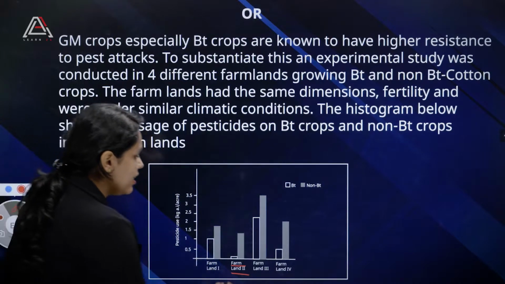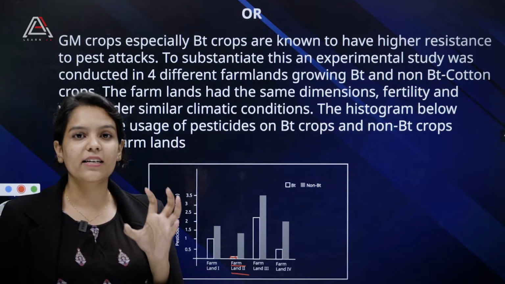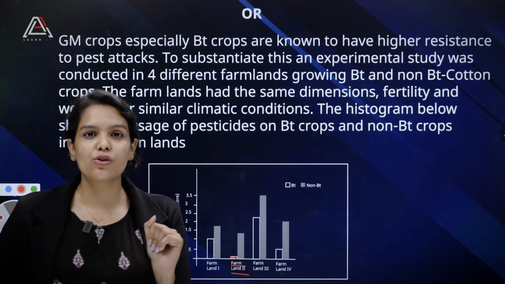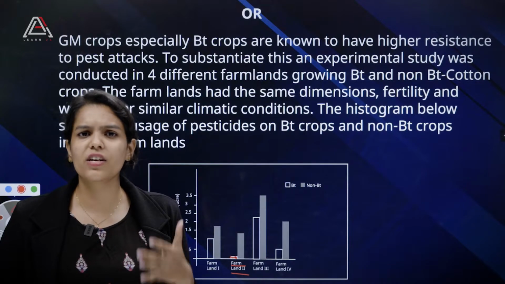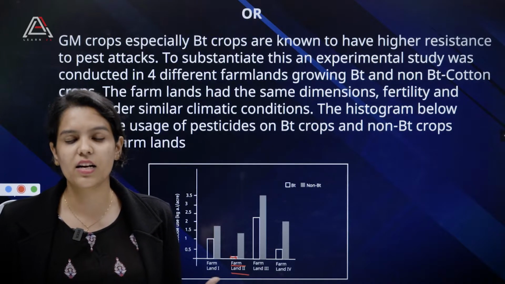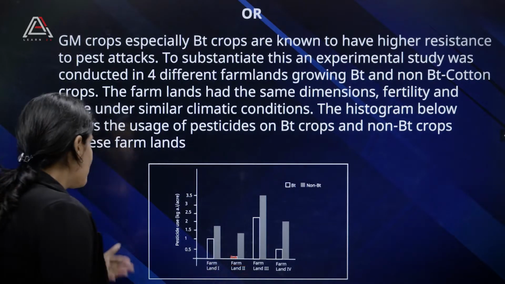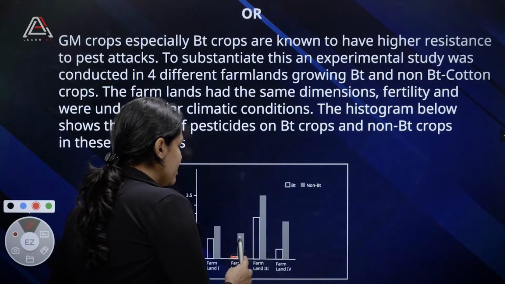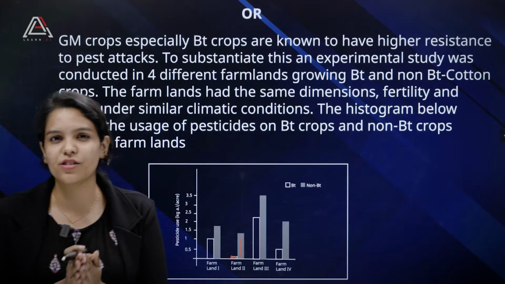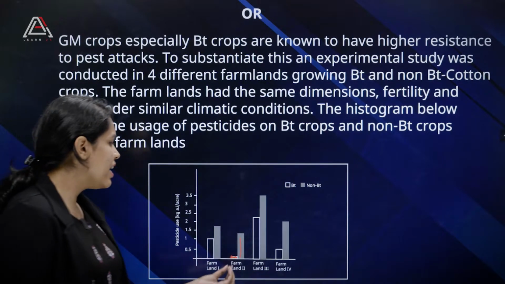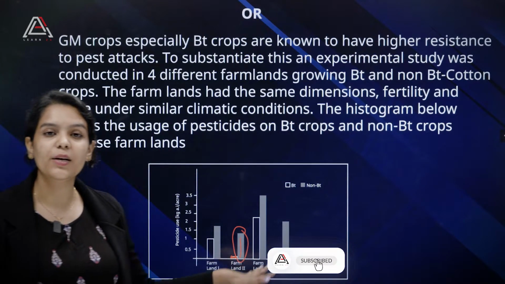You can see the BT crop is mentioned as low, right? So what does it mean? Basically the BT crop is already resistant because of the gene, so it doesn't require that much pesticide, and that is why it will require only a small amount of pesticides. Whereas for non-BT you need pesticides, because they don't have any resistant gene present in them. That is why here you can see the non-BT is much higher than the BT.